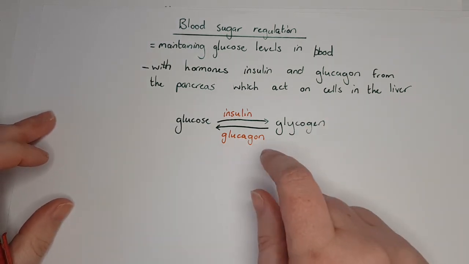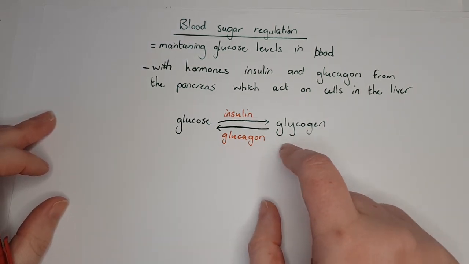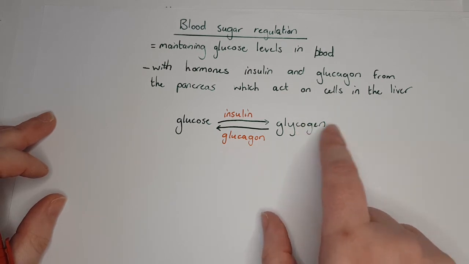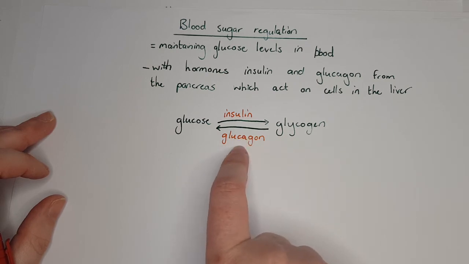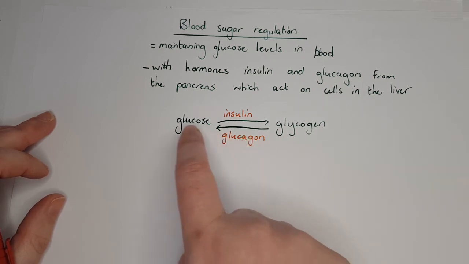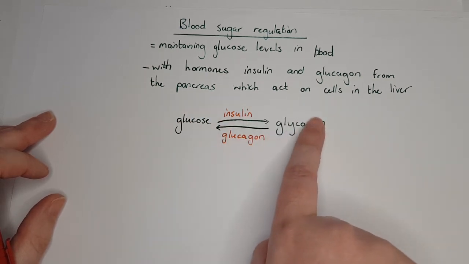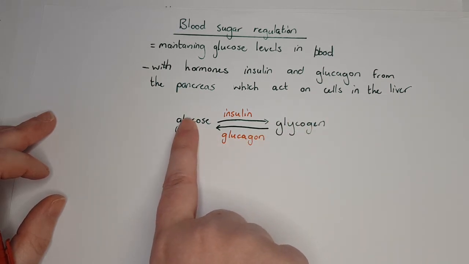If we are lacking in sugar, we want to take the glycogen and turn it back into glucose. And we do that with the hormone glucagon. So insulin takes glucose to glycogen. Glucagon takes glycogen back to glucose.